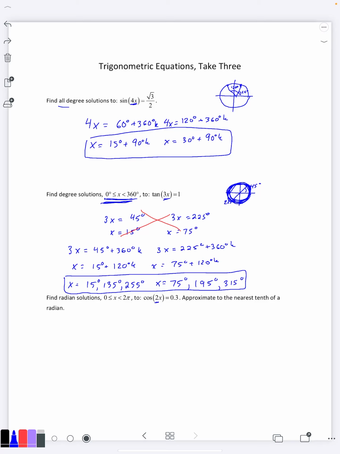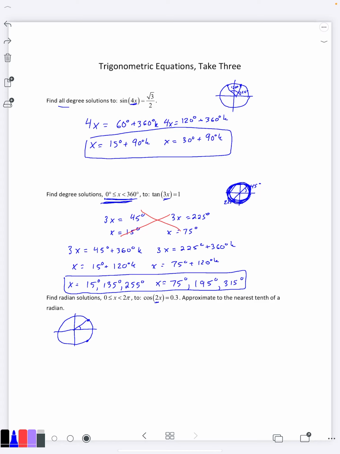Last one, we're asked for radian solutions between 0 and 2 pi, and we're going to have to approximate. So this is going to be a whole bunch of stuff all at once. Let's be careful here. So cosine 2x is 0.3. Let's see here. That's not a special angle, but cosine is positive. It's going to be happening somewhere in quadrant 1 and somewhere in quadrant 4. We know that has to be true because that's where cosine is positive.